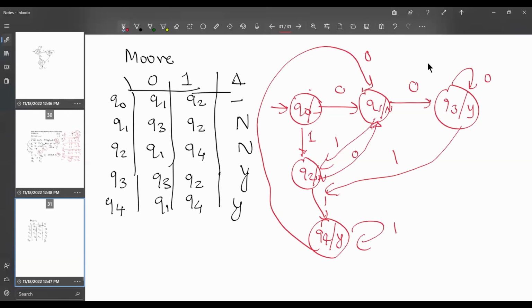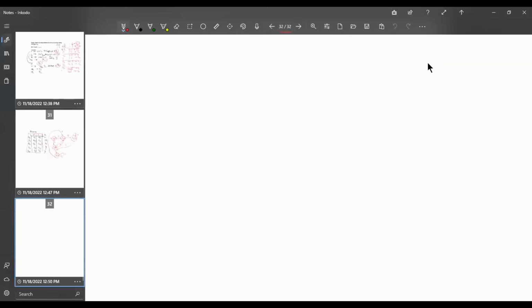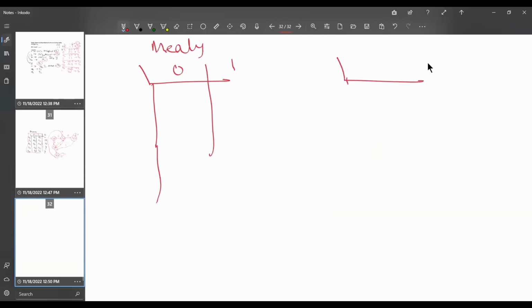Now how to draw the Mealy machine? The idea is very simple. We have to only divide the table into two partitions. This is the first portion that we have to copy same. So here we have the table for the diagram and the table for the Mealy machine for 0 and 1. One table for writing the resultant state and one table for writing the output.